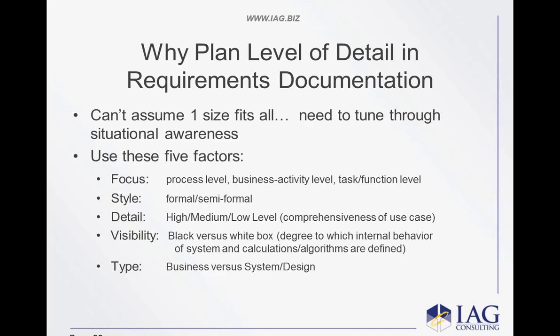The visibility: black box versus white box. Black box is just saying, process the Visa card or receive the authorization number. There's no actual detail on how that physically works. And sometimes you don't need it, right? Versus white box, which actually gives you all the detail on how something works. And then the type, which is the business or the system design, right? And they're different levels. So you need to be specific.